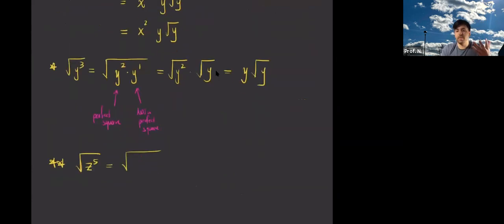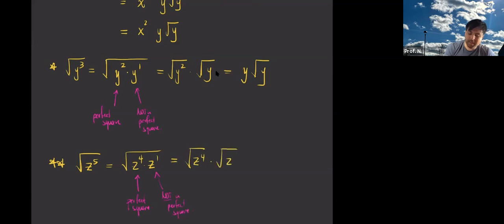So that means I want to find what factor smaller than z to the fifth is a perfect square. And one way that's possible is that z is being raised to the fourth power multiplied by z to the first power. Z to the fourth power is a perfect square because the exponent is even, divisible by 2. This is not a perfect square. So then we'll look at what I get. I get the square root of z to the fourth, a perfect square, multiplied by z to the first.